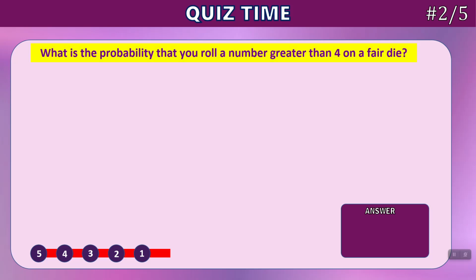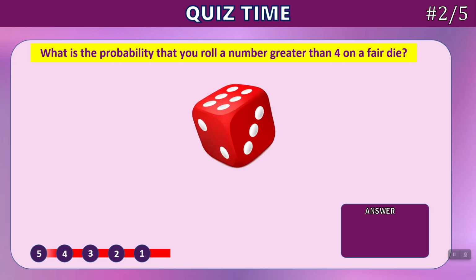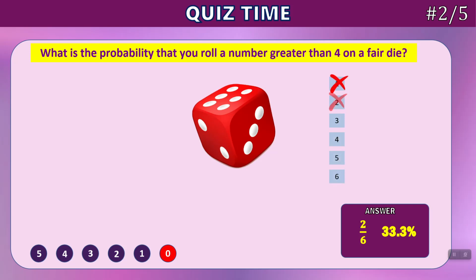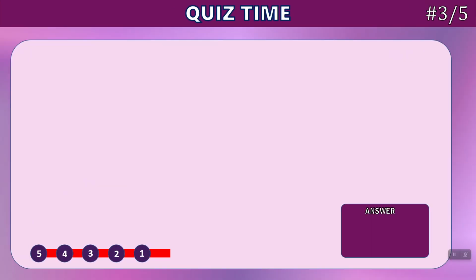Question 2. What is the probability that you will roll a number greater than 4 on a fair die? Time's up. The answer is 2 out of 6, or 33.3%. Let's look at the numbers on a die, 1 to 6. If you roll a number greater than 4, that means you haven't rolled a 1, 2, 3, or 4. It must have been a 5 or a 6, and there are 2 of them out of 6, which gives you your answer.